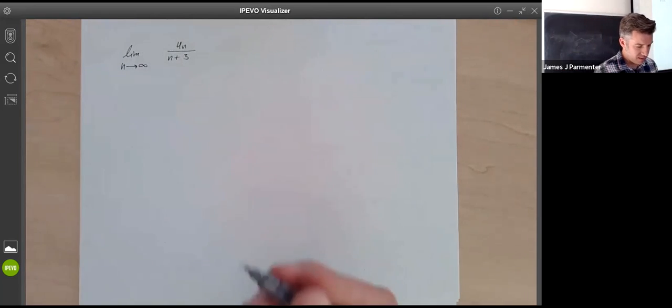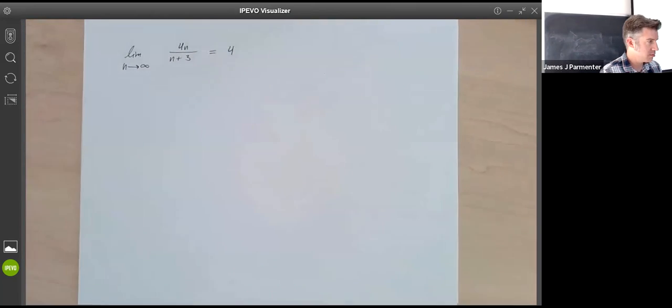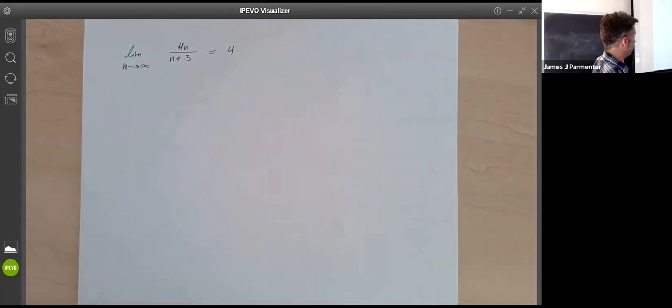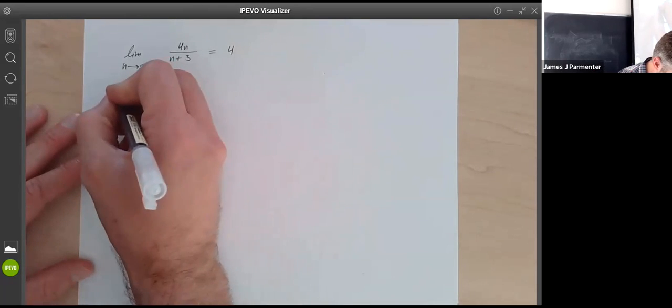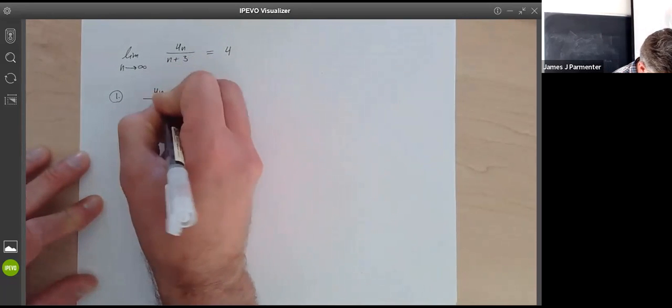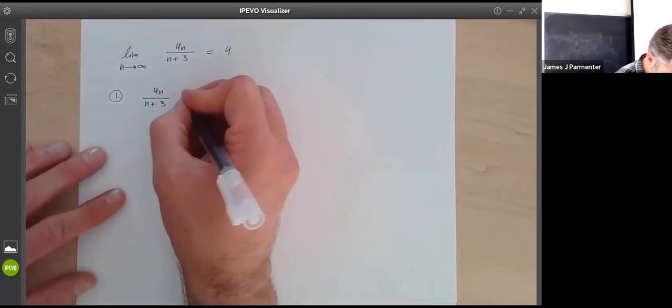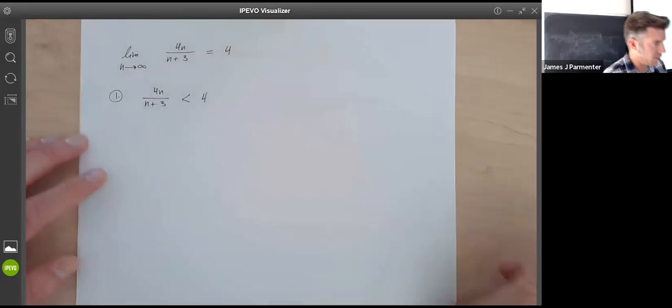So I think it's pretty safe to say that this limit is 4. Right? We can see that if the terms get bigger and bigger, we have infinity over infinity. You can use L'Hopital's rule, you can use one of the other rules you have, but there's kind of another way I want to talk about it. So let's make a couple observations. This rational expression is definitely less than 4.